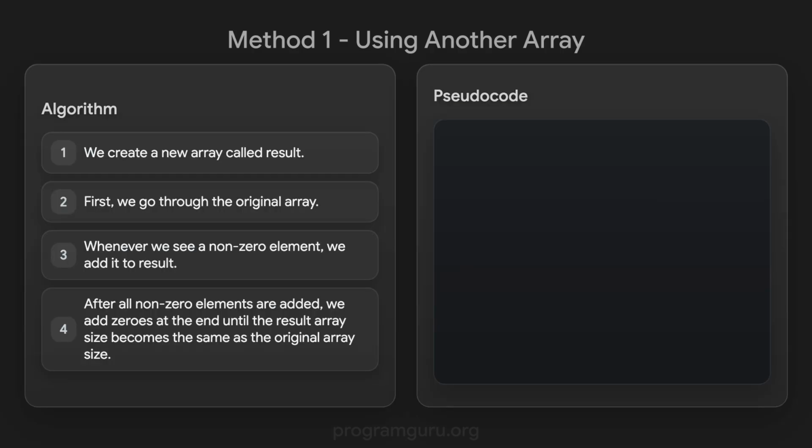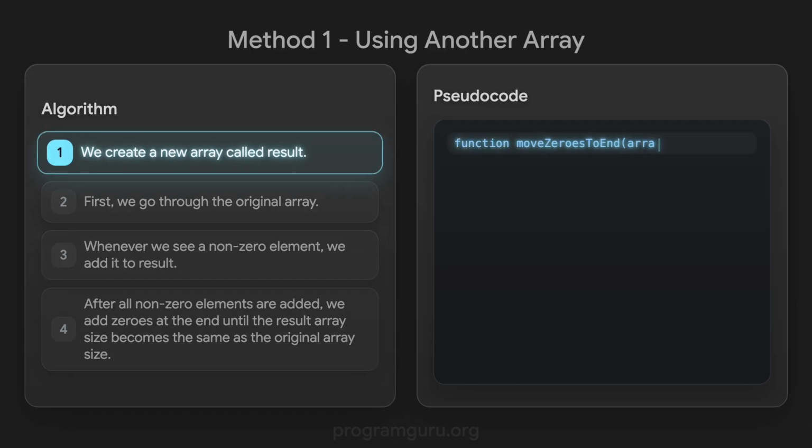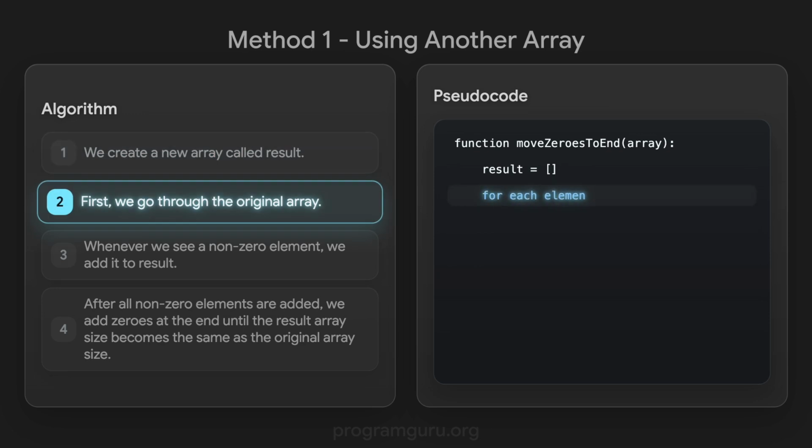Now let us convert the algorithm into pseudocode. Step 1. We write a function that moves zeros to end with array as the input. Inside the function, we create an empty result array. Step 2. Now we go through the original array, for each element in array. This means we will check every element one by one.